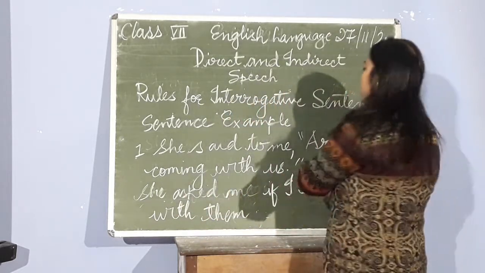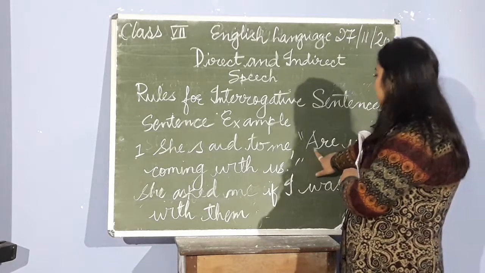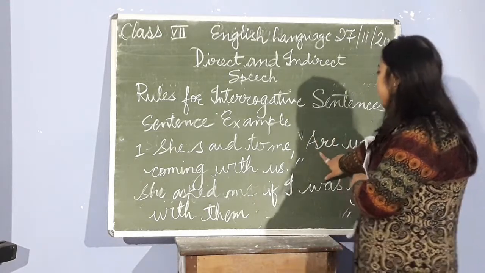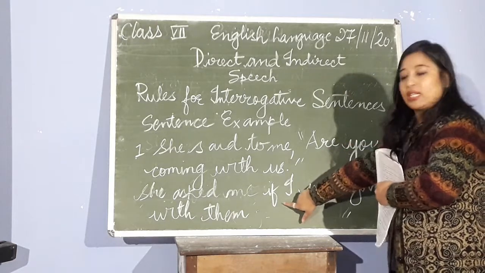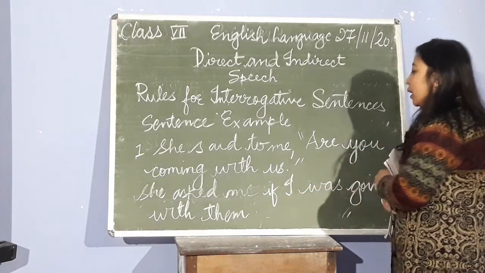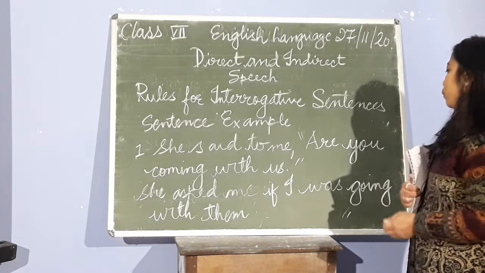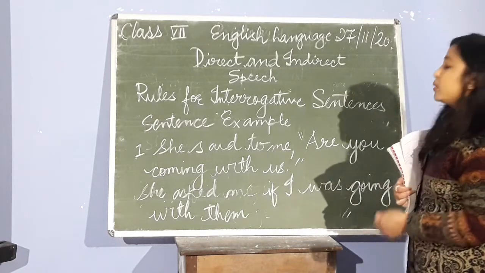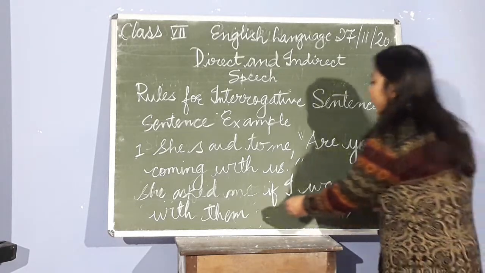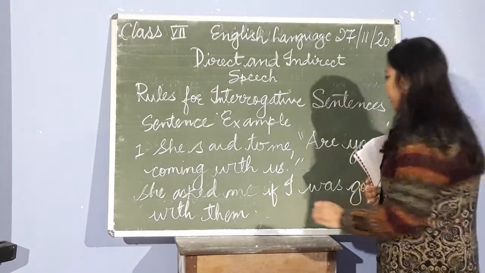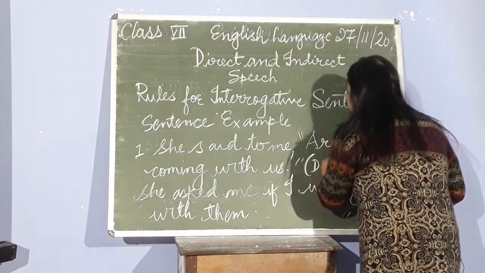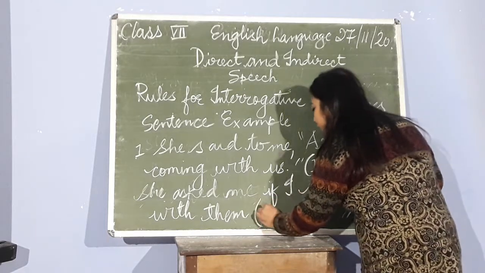Okay, in interrogative sentences starting with auxiliary verbs like are, you'll have to use the connectives like if or whether. She asked me whether I was coming with them or going with them. Whether I was coming with them is also correct. This is in the direct and this is in the indirect speech.